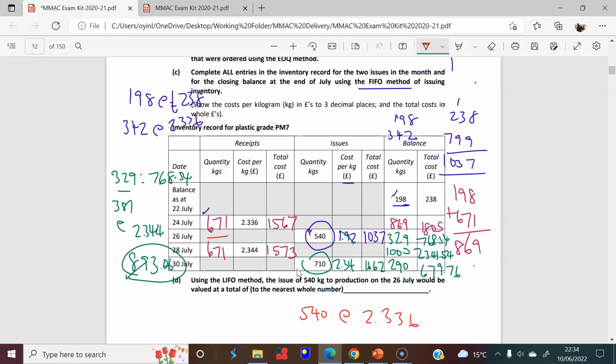We would still have these sitting there in stock. These units will still be there in stock because we're using last in, first out. So this is what's just arrived. So the 540 will be coming out of this newly arrived stock. And so 540 times 2.336 takes us to 1,261.44. And that's if you're using the last in, first out.